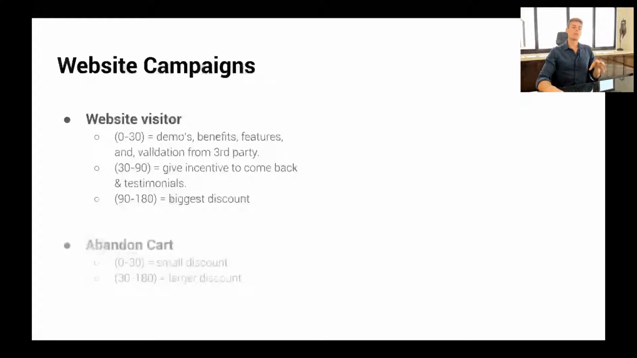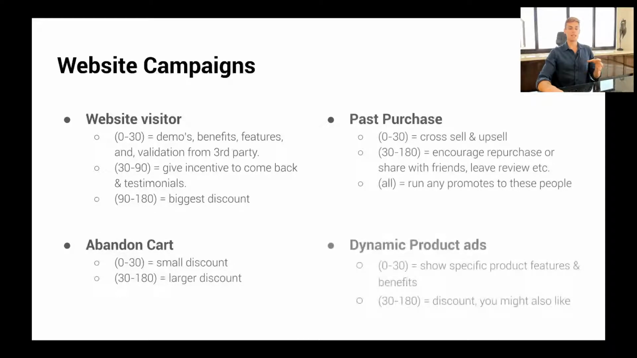Now, example campaigns that you should be setting up over ads and email are anybody who visits your website, remarket them 0 to 30 days, 30 to 90 days, 90 to 180 days, have abandoned carts, have past purchases, have dynamic product ads. Dynamic product ads mean that when someone visits a product page, you serve ads back to them that show the exact product. You can do that in Facebook and all sorts of stuff.